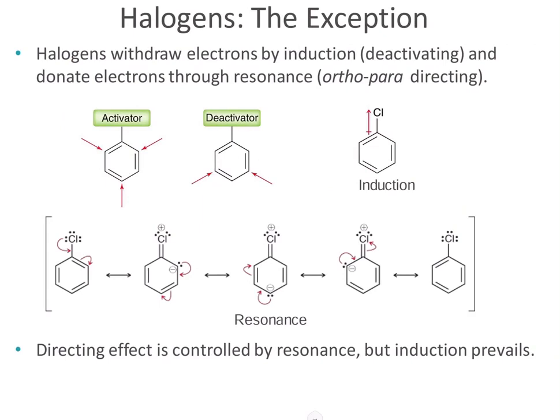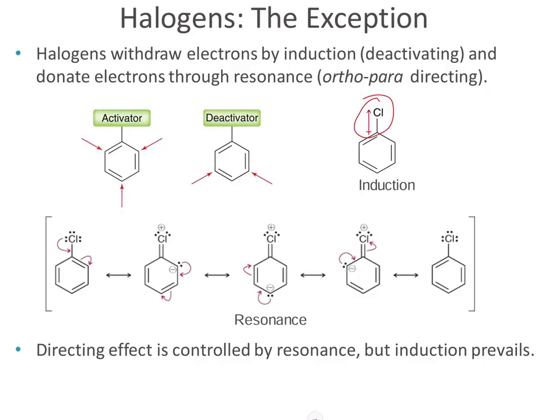What about the halogens? What happens? Well, halogens are deactivators. They deactivate the ring by induction because they are electronegative. So they can deactivate the ring by induction, but they also activate the ring by resonance. Okay? So what happens is that in the process of the reaction, these two factors are competing.